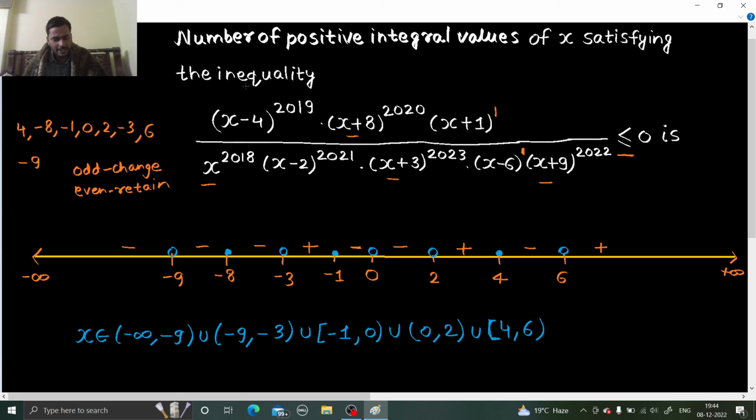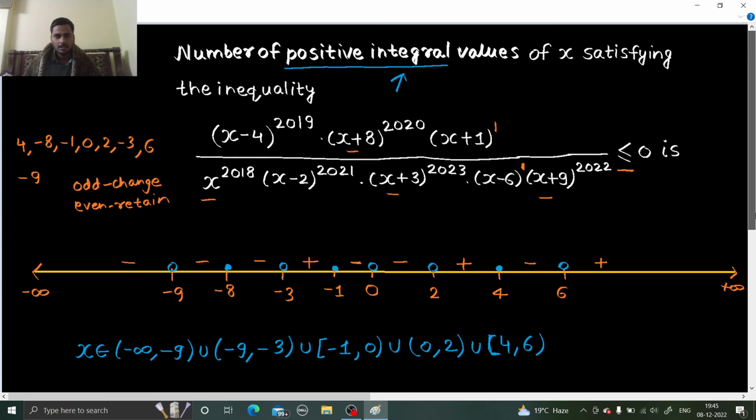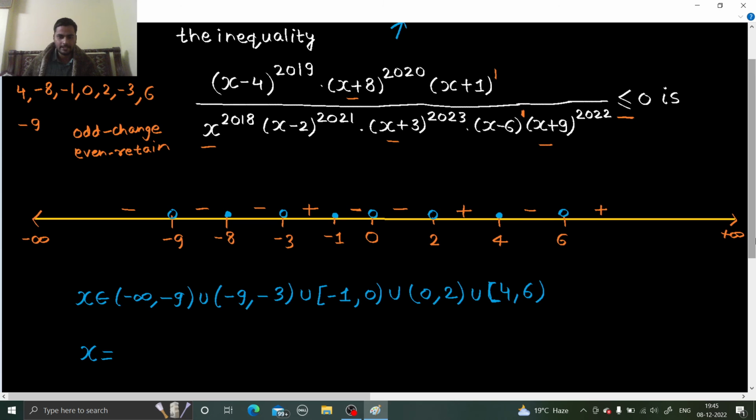Now coming to the question: number of positive integral values, that means numbers to the right-hand side of zero satisfying the inequality. So from this solution we have to extract, and since they are saying integral values, they are demanding only integers, not the complete interval. So for positive integral values, I have only 0 to 2 and 4 to 6.